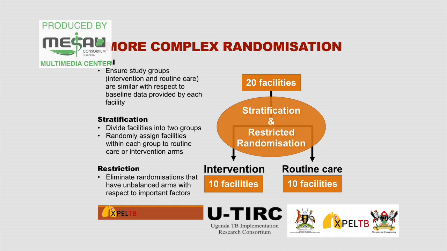It's called stratification. And then the second approach, which we're going to add on, is called restriction. And restriction is a very common approach in cluster randomized trials. What we're doing by restriction is that we're going to eliminate certain randomizations that have, just by chance, given an imbalance with respect to the intervention and control arm. So we're going to eliminate randomizations that have unbalanced arms. These two approaches really help achieve our goal of making the intervention arm and the routine care arm as similar as possible at the start of the study. And that's really crucial for this kind of study.